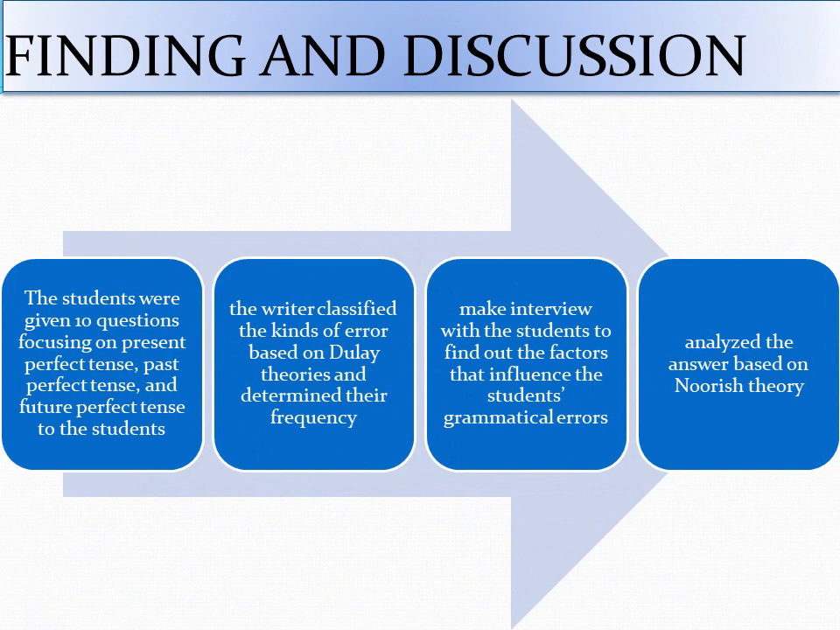This is the rule of the research. The first is the students were given 10 questions focusing on present perfect tense, past perfect tense, and future perfect tense. And the second, the writer classified the kinds of error based on the theories and determined their frequency. And the third, make interview with the students to find out the factors that influence the students' grammatical errors. And the last is analyze the answer based on the theory.